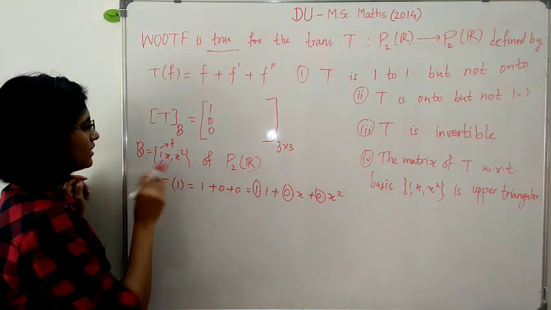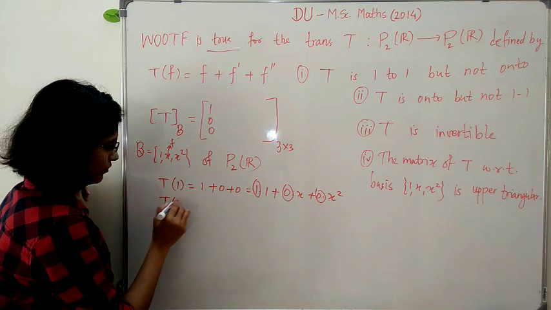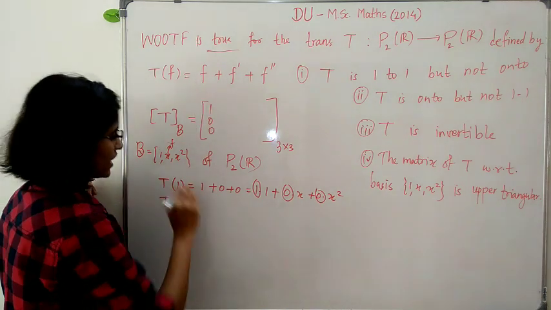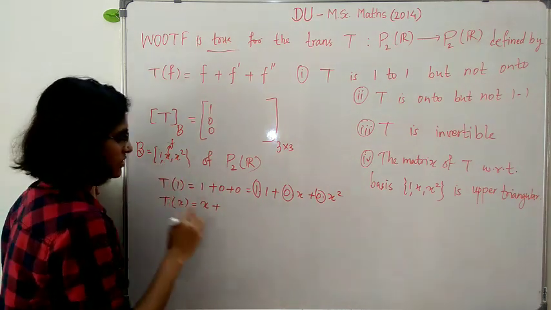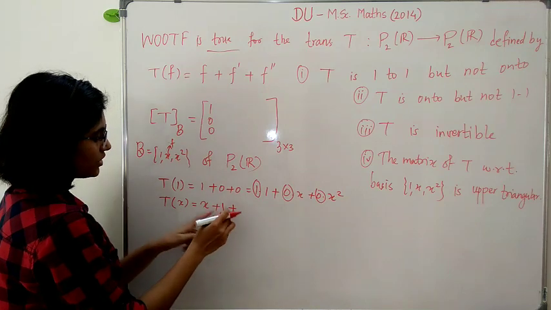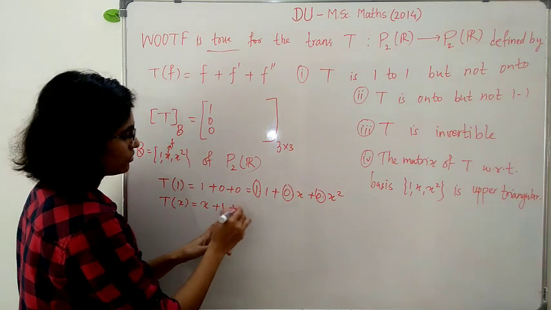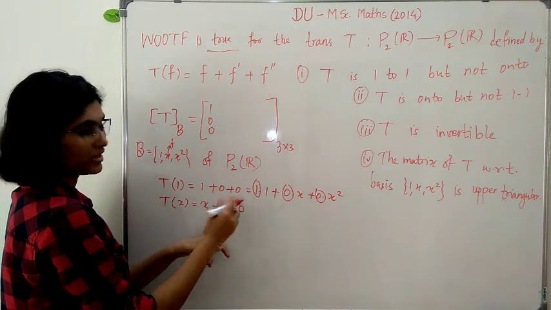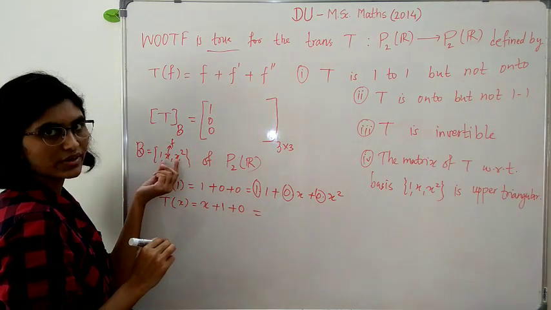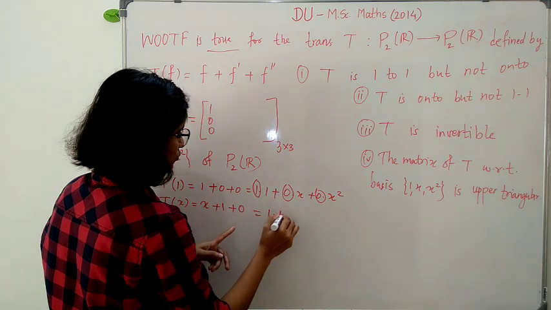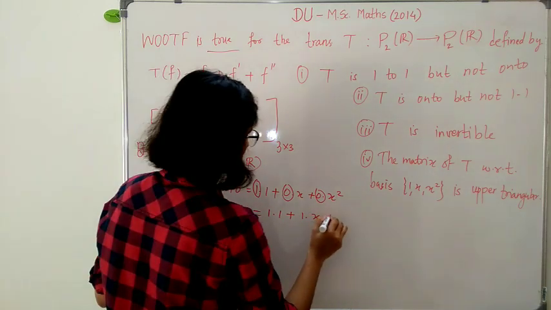Now take the second element. So f is equal to x. So T of f, which is x, is equal to f as it is plus f dash. F dash means the derivative of x with respect to x, it is 1, plus, what is the derivative of f double dash? Twice differentiate this function x. So it is just equal to 0. First derivative is 1, then derivative of 1 is 0. So write this as a linear combination of these vectors. So this is just equal to 1 into 1 plus 1 into x, and then 0 into x square.